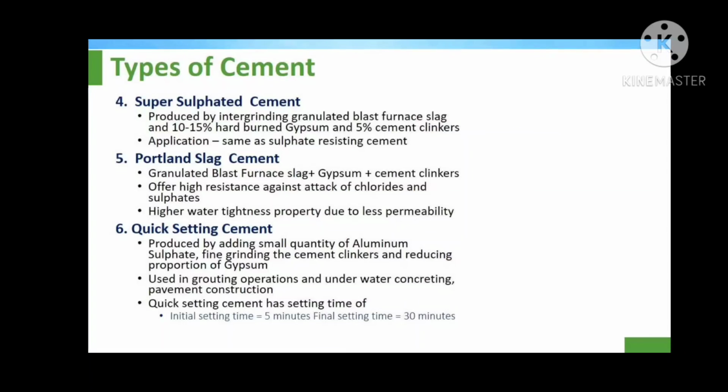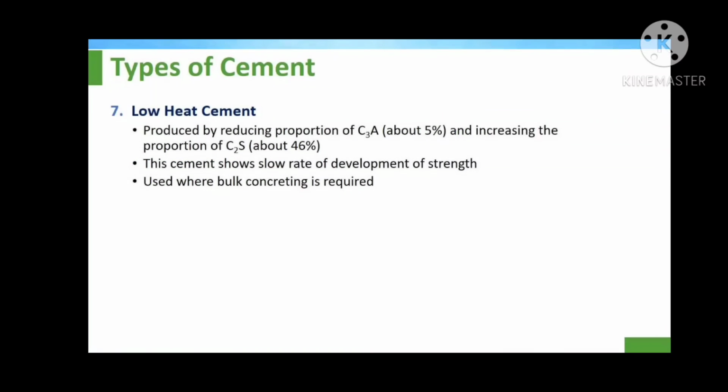Sixth, quick setting cement, produced by adding a small quantity of aluminum sulfate, fine grinding the cement clinkers and reducing the proportion of gypsum, used in grouting operation and underwater concreting, pavement construction. Quick setting cement has an initial setting time of 5 minutes and final setting time of 30 minutes. Seventh, low heat cement, produced by reducing the proportion of C3A to about 5% and increasing the proportion of C2S to about 46%. This cement shows a slow rate of development of strength, used where bulk concreting is required.